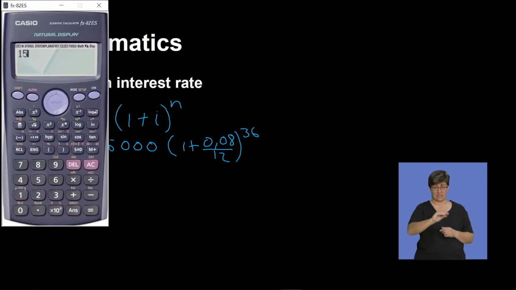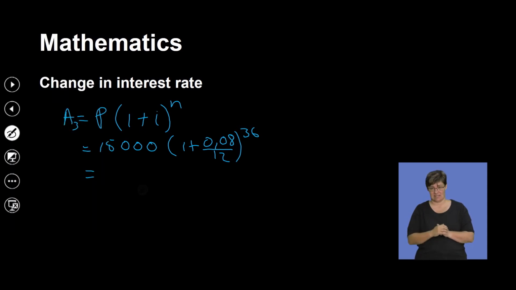So Sibusiso invested 15,000 and he was gaining an interest of 0.08 over 12, for 12 months in every year, and this was to the exponent of 36. So you can see that his investment is now worth 19,053 rands and 56 cents, right?